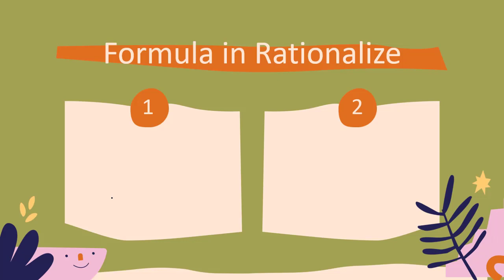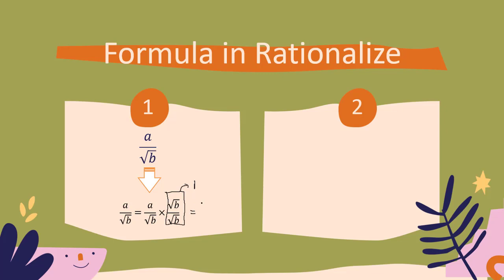Basically, there are two formulas in rationalize the denominator. The first formula, if you have equation A over square root of B. So, you can rationalize this model into multiply with the same denominator, A over square root of B, multiply with square root of B over square root of B. Square root of B over square root of B is equals 1. So, even you multiply with denominator, it cannot change the answer.